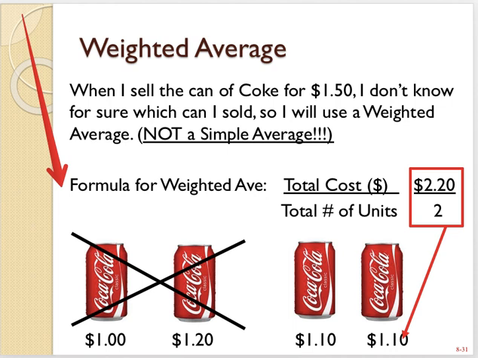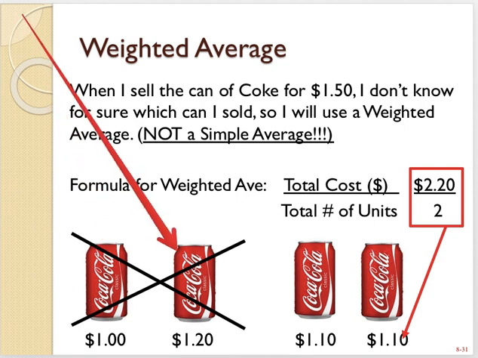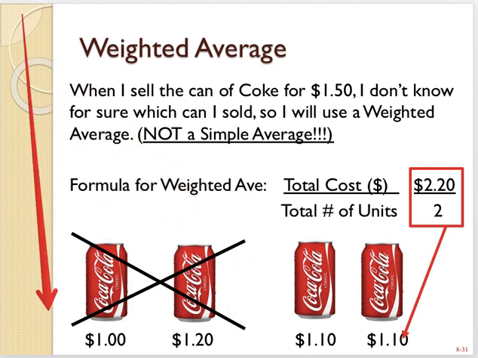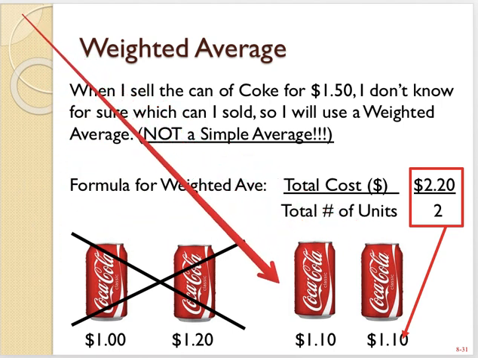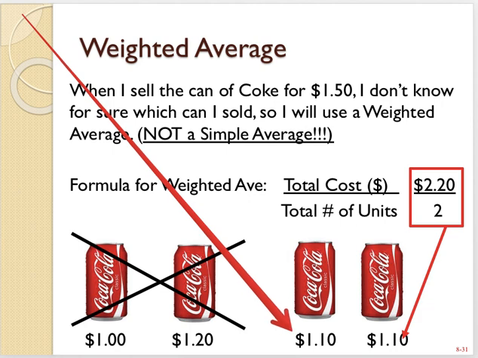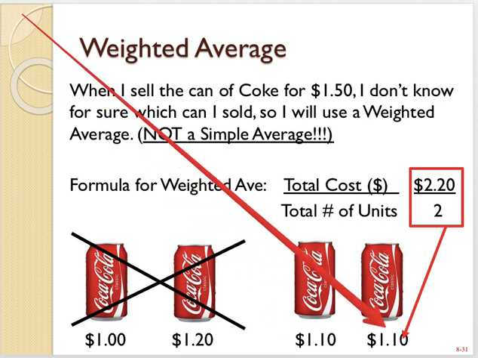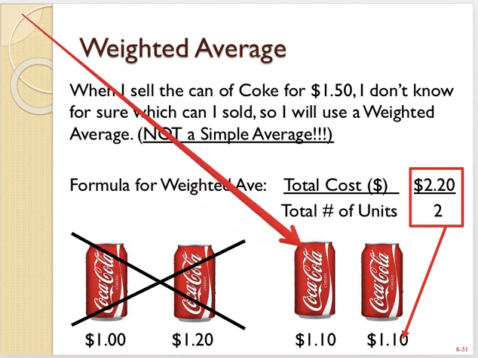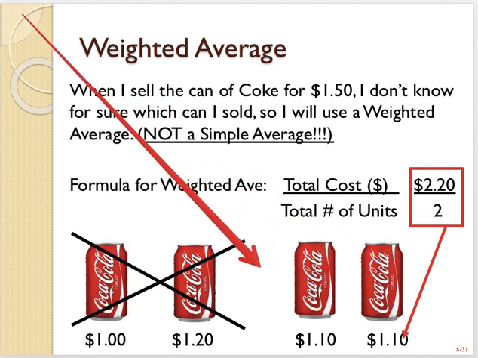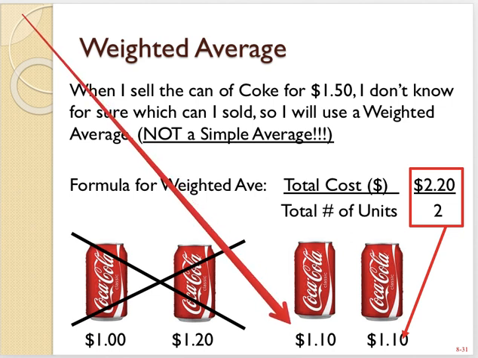In our accounting records now, we no longer have cost layers. We don't have 1 can that's $1 and 1 can that's $1.20. No, this is gone. That's why I have a big X through it. Instead, what we have are 2 cans that each have the same weighted average cost of $1.10 each. So no cost layers in weighted average. Whatever you have in inventory now all has the same cost. That same weighted average cost you use for all of your cans.